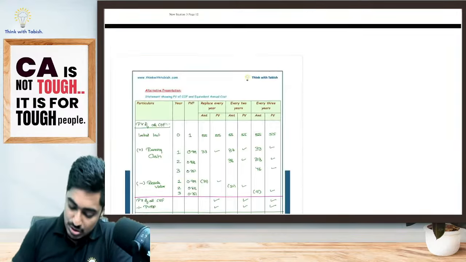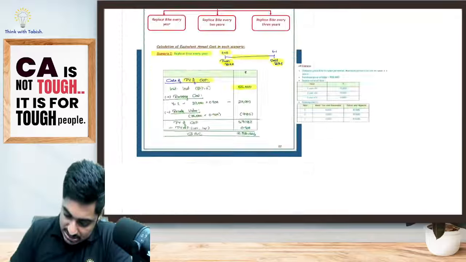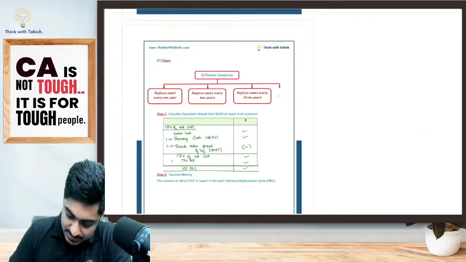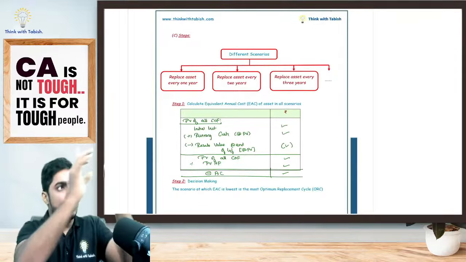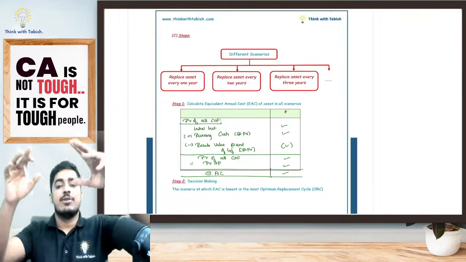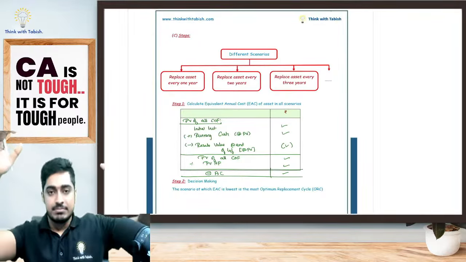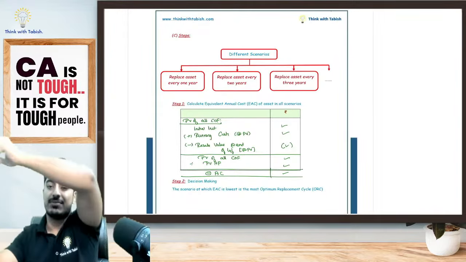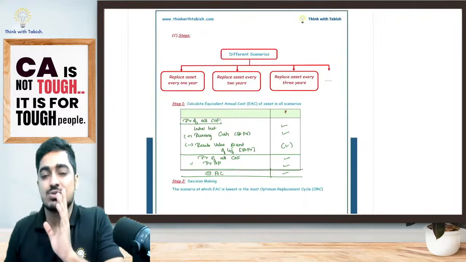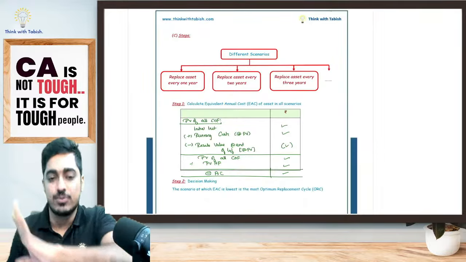Yes or no? So you are having the steps. Very simple. Yes, see what all situations can be there. Imagine our asset has a 5-year life. It means either every year I can replace, every 2 years, every 3 years, every 4 years, every 5 years. That much will not be there. Most of the times the question will give you 2 years, 3 years or maximum 4 years.